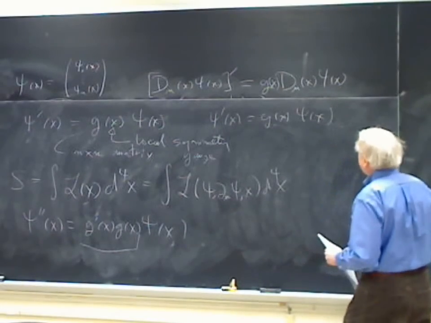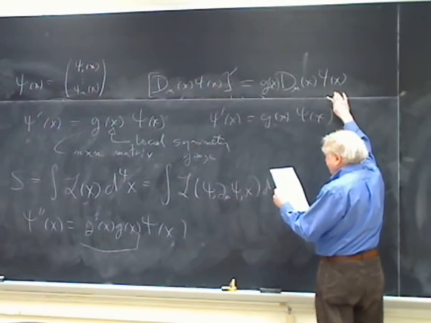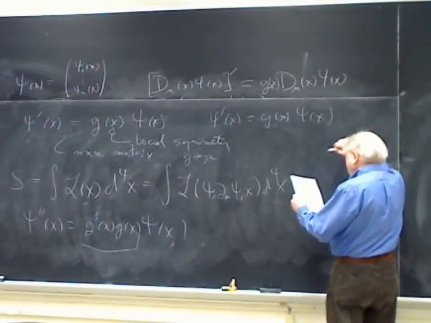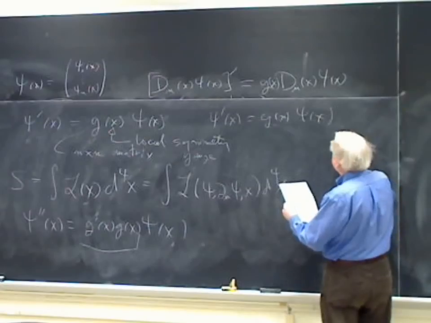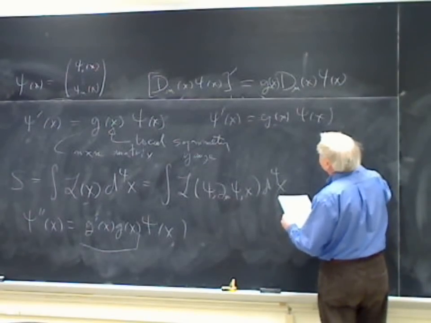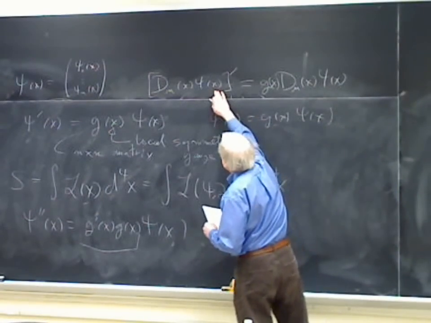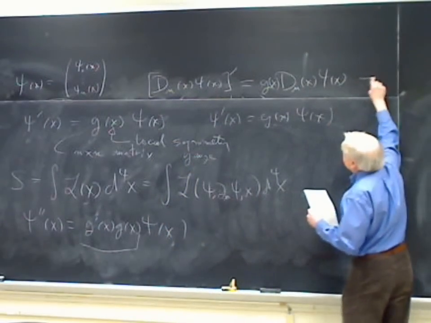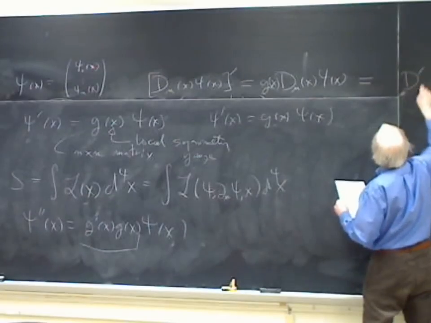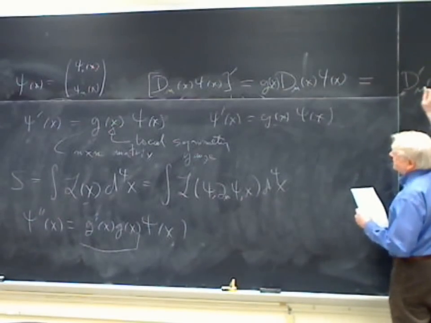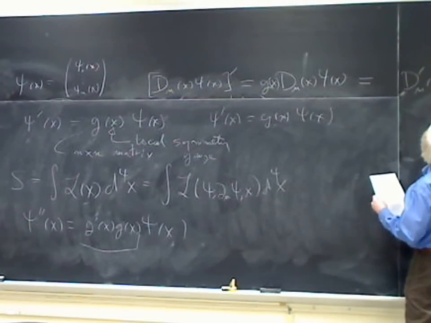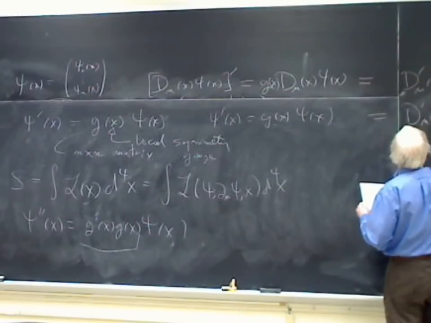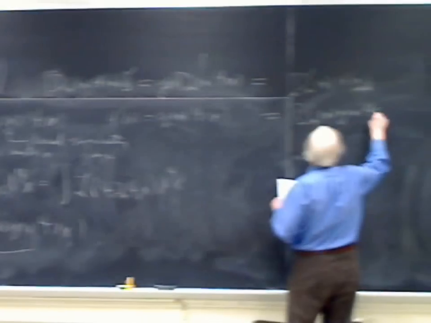So what we want is we want this to be the case, and so what that means basically is we know how psi transforms under gauge transformation. So this is saying that D prime mu of x psi prime of x should be this. But that's D prime mu of x, g of x, psi of x.